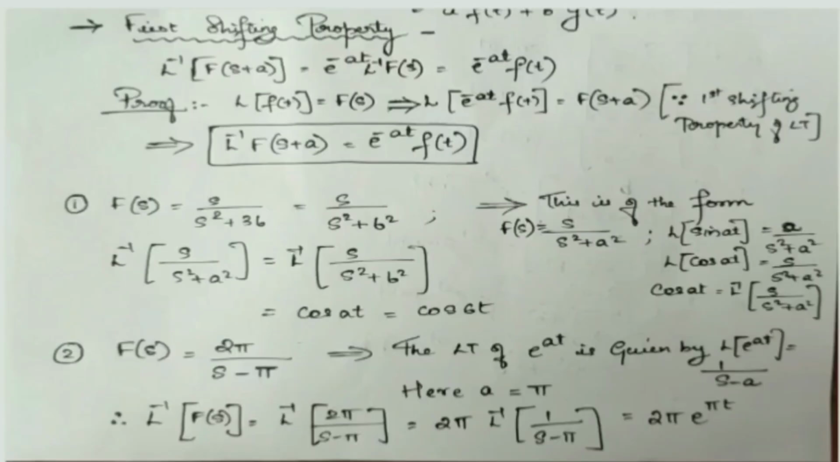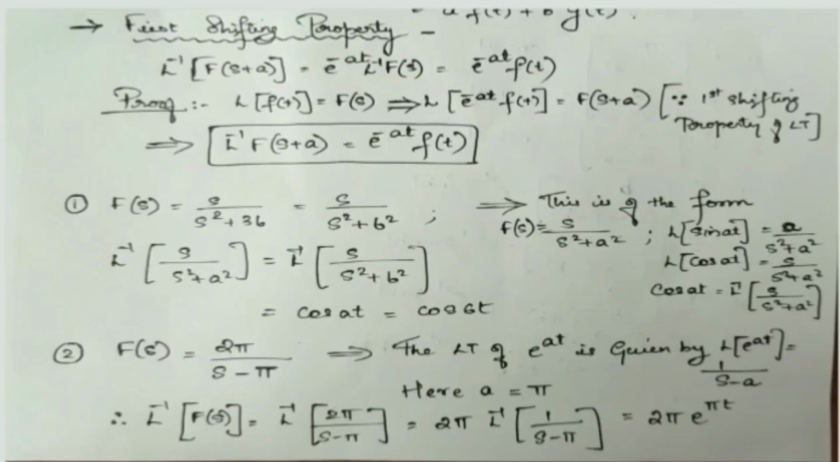The next property is the first shifting property. Let's see what this is. Laplace inverse of F of s plus a is equal to e raised to minus at Laplace inverse of F of s, which is equal to e raised to minus at f of t. We already saw the first shifting property of Laplace transforms. So please go and watch those videos before watching this video, because those are the basics.